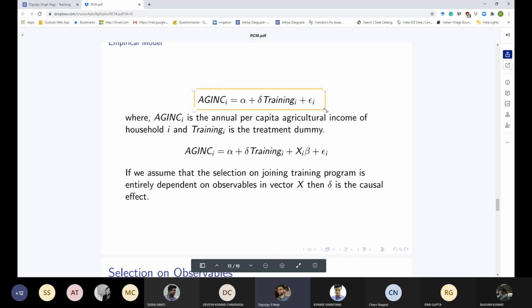You can have one like this without controls. You can have one with controls. And if you run this regression and say that delta is the causal effect of training on agricultural income, then what you are assuming is that training was done randomly to farm households. Some farm households were randomly selected and given training, and the rest were not given training.